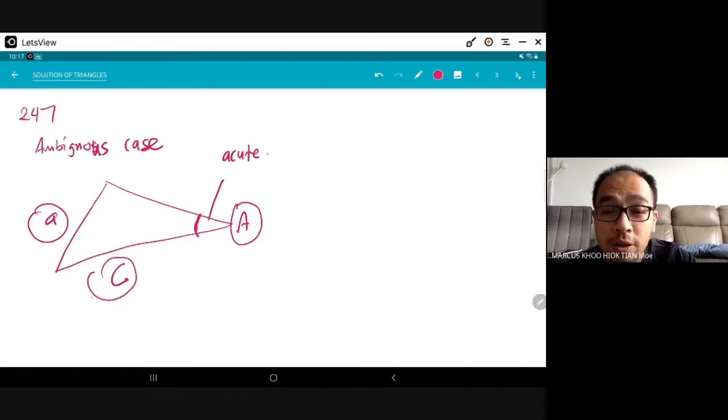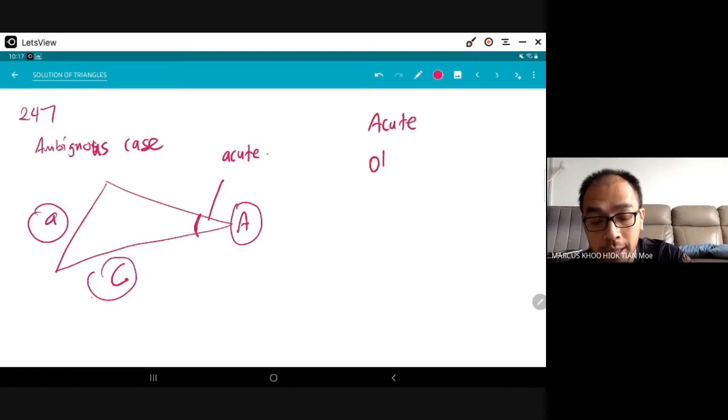So this goes back to what you learned in Form 1. The two most important types of angles are acute angle and obtuse angle. Acute angle is anything that is less than 90 degrees. Obtuse angle is 90 to 180 degrees.